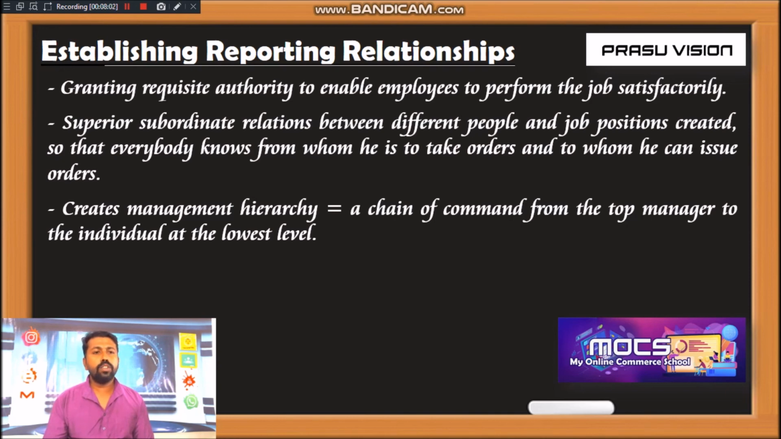They also have to make a management hierarchy, meaning a chain of command from the top manager to the individual at the lowest level. So there will be better working in the organization through all these efforts. So remember, establishing a reporting relationship means creating a better relationship to work together from superior to subordinate, from top to bottom in a proper hierarchical order. These are the four important steps involved in the organizing process.